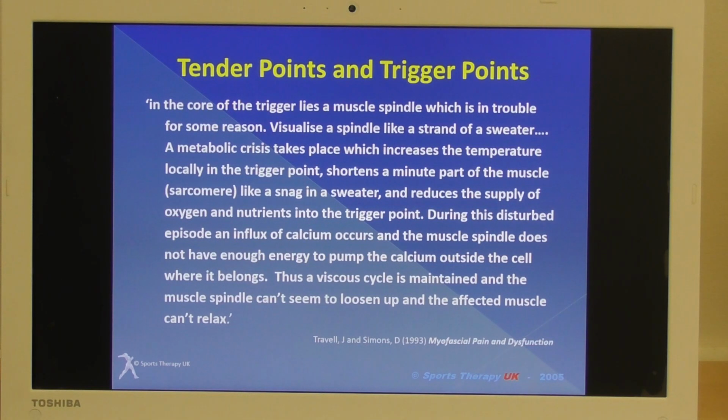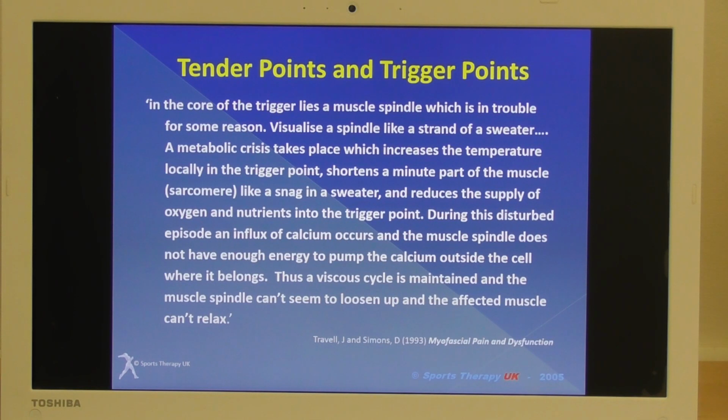A bit lengthy, but in the core of a trigger point lies a muscle spindle. So take your minds back to weekend 1, day 2. A couple of them we've just mentioned on the previous slide. Visualize a spindle like a strand of a sweater.